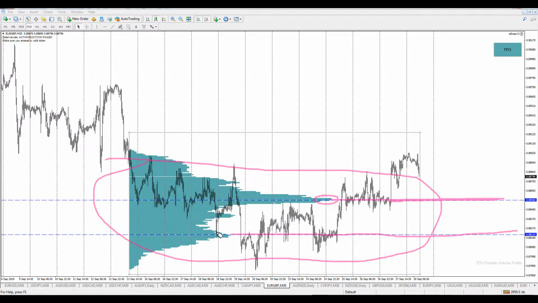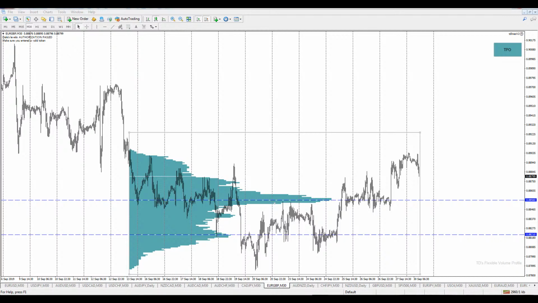The second one, not as strong because it's not the point of control, but also very nicely visible. Alright, so that's a very nice confirmation on a cumulative profile right there. Alright, so that's for the intraday trading ideas. Let's now go into a swing trading idea.